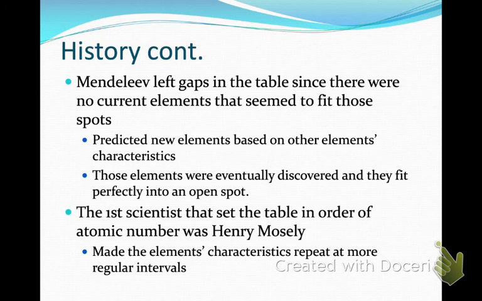The reason Moseley set up the periodic table according to atomic number rather than atomic mass was that it made the characteristics of the elements repeat at really regular intervals. So it allowed us to see very specific patterns in the periodic table. And I'm going to show you that in just a minute and talk through that with you. But the point of arranging it by atomic number or proton numbers rather than by atomic mass has to deal with having those element characteristics really repeat at regular intervals.